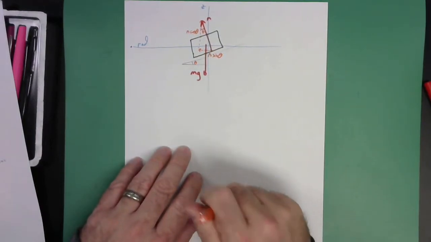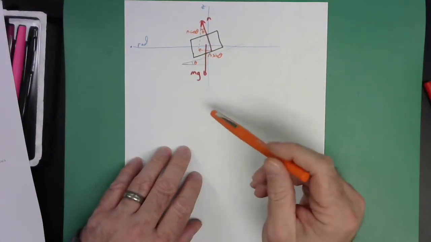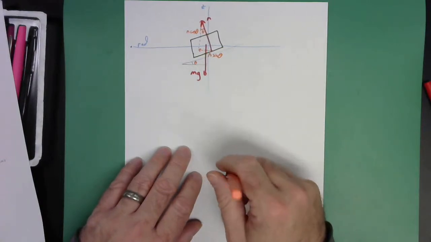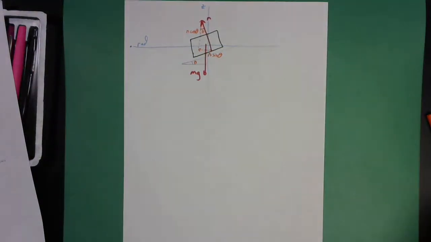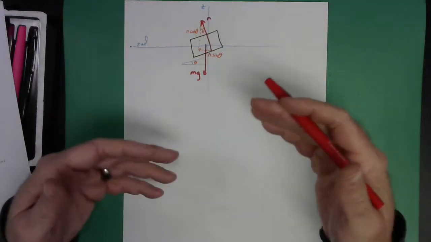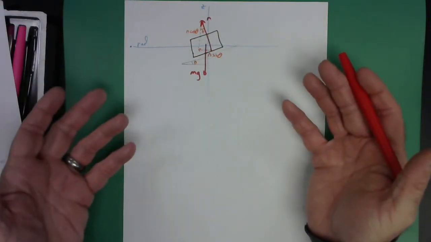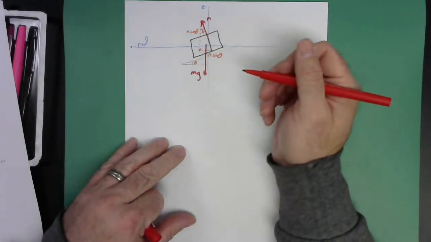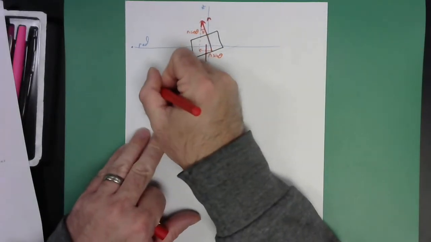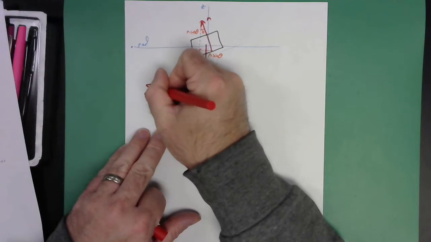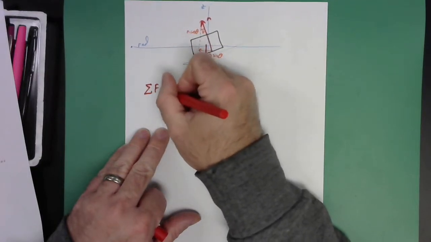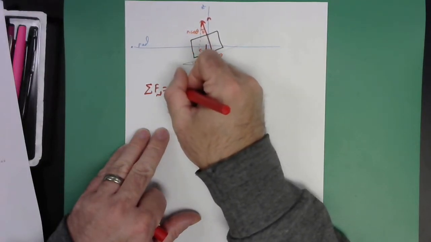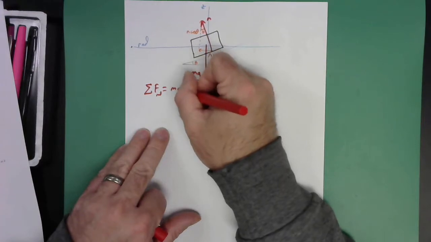So now what do we do? Well, we are trying to find the speed for which it's appropriate. The way we're going to do that, because they don't give us any kinematics information here, is we're not going to use kinematics. We're going to do the sum of the forces in the radial axis. And we know that's equal to mass times the acceleration in the radial axis.